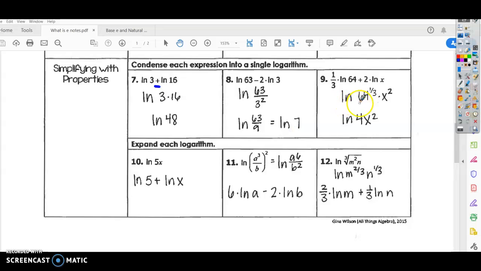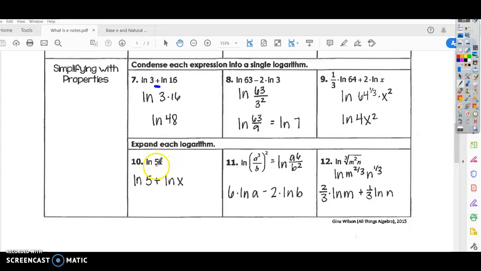All right, so this is log of 64 to the 1/3 power, or the cube root of 64, and then times, because that's addition, x squared. So log of 4, because the cube root of 64, or 64 to the 1/3 power, is 4, times x squared. To expand, we're using the same properties, but we're going the other direction.